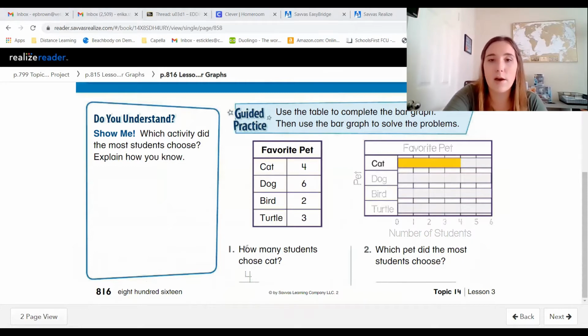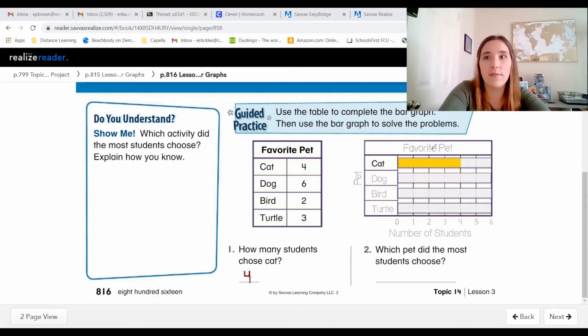So number 1 says, how many students chose cat as their favorite pet? If we look at our table here, it says cats, 4 people, dog, 6 people, bird, 2 people, and turtle, 3 people. So for cat, it would be 4 people. 4 students chose cat.